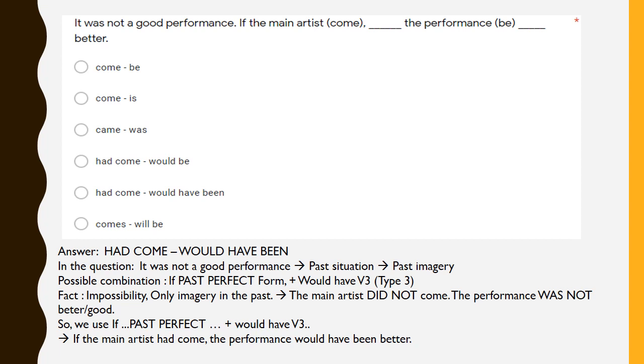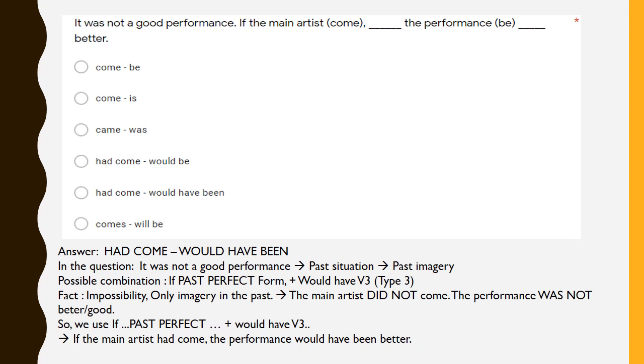Question: It was not a good performance. If the main artist come, the performance be better. Answer: Had come, would have been. In the question, it was not a good performance. It shows a past situation or past imagery.